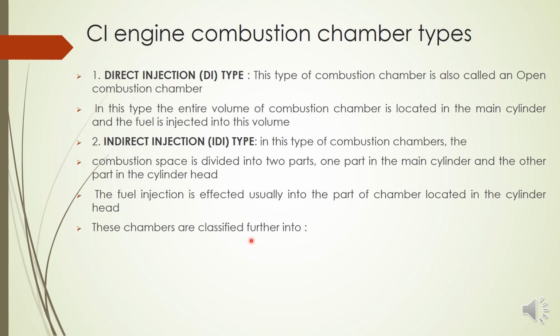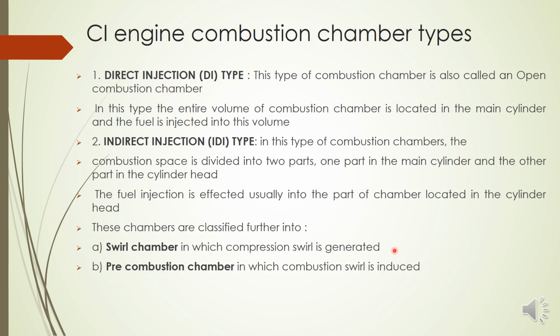And these are again classified into 3 categories. That is swirl chamber, where, as already discussed, compression swirl is generated. Then we have another one, pre-combustion chamber. This is where combustion swirl is induced. The last one is the air cell type in which both the compression and combustion swirl are induced. So this is an overall classification of CI engine combustion chambers.